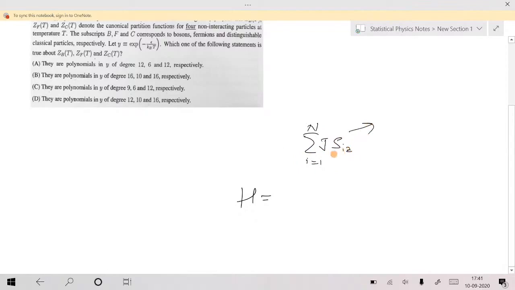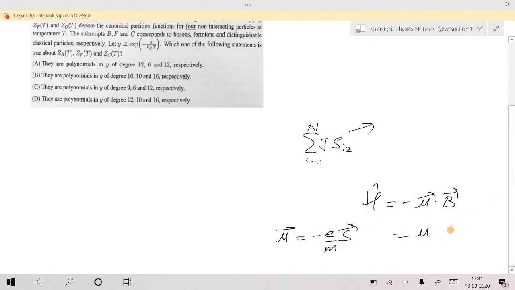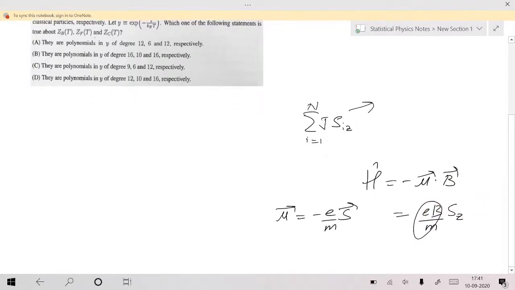Now look at here again. While modeling, you said that the Hamiltonian should be minus mu dot B, isn't it? Now when you write mu for an electron, it is minus e by 2m times the spin. If you take the magnetic field along the z axis, this whole thing is going to be positive: eB by m times Sz. Am I right? This coefficient is positive. Are you getting my point?